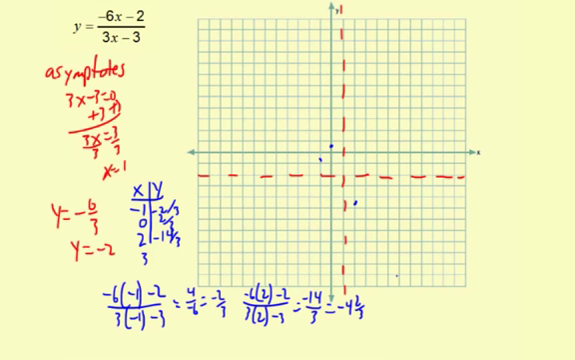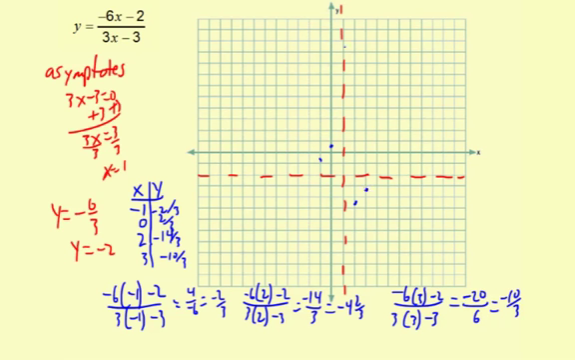Input of 3. (-6 times 3 - 2) over (3 times 3 - 3). So -6 times 3 is -18, minus 2 is -20, over 3 times 3 is 9, and then minus 3 is 6. So -20/6, and that reduces to -10/3. And that's -3 1/3. So we'll go over 3, and then down 3 1/3, which is about right there.